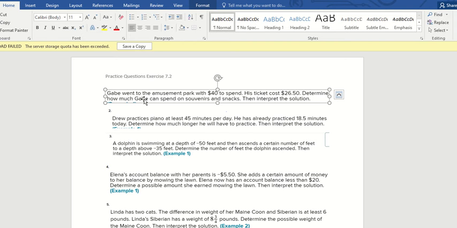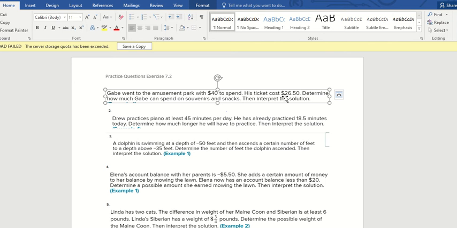Question one: Gap went to the amusement park with $40 to spend. We will say that overall the money he has is $40. His ticket cost $26.50, which means he has purchased his ticket with this money, right? Now we have to determine how much Gap can spend on souvenirs and snacks. Then we have to interpret the solution, which means he has already paid from his money, and some money is left. So we take some money as X, and this one he has paid.